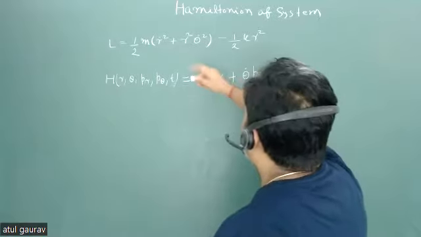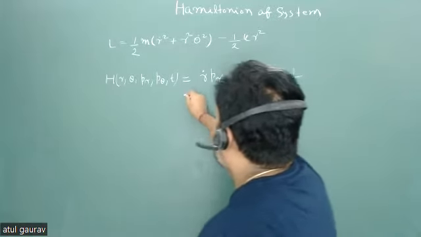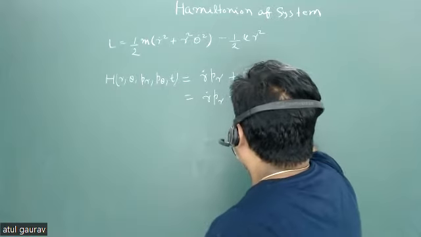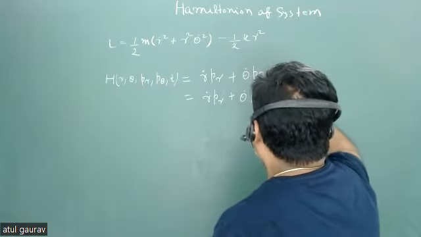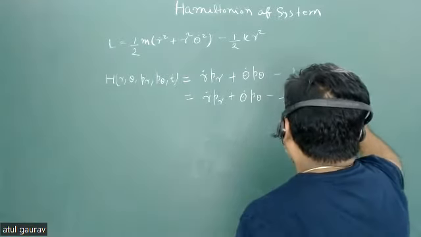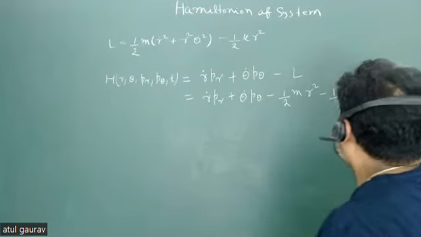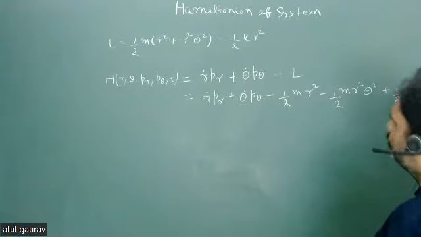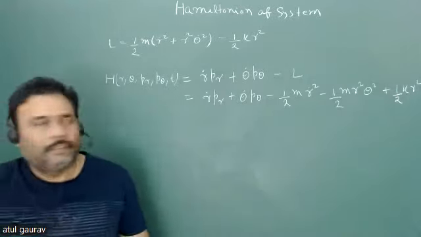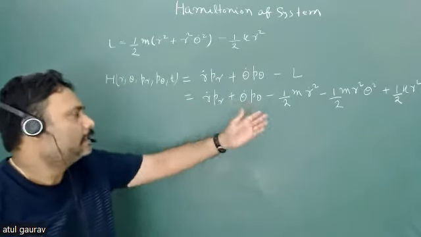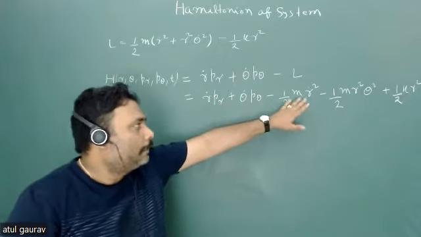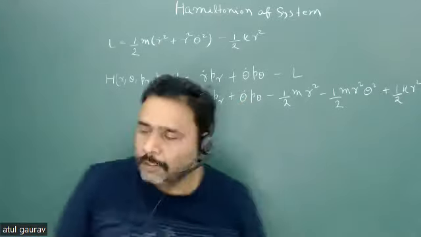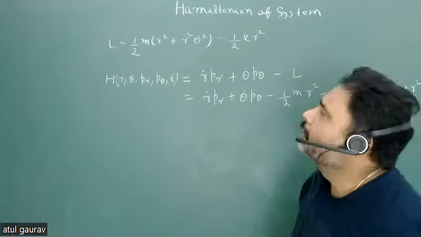Now we go for the Lagrangian, and this is my Lagrangian L. The Hamiltonian can be written as r dot pr plus theta dot p theta minus half m r dot square minus half m r square theta dot square plus half kr square. Some people just leave it like this, but this is not a Hamiltonian until you replace r dot and theta dot with pr and p theta. For that, we have to use the Lagrangian of the system.